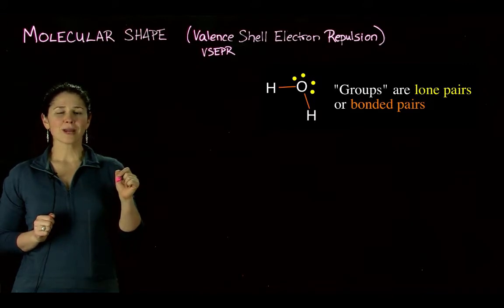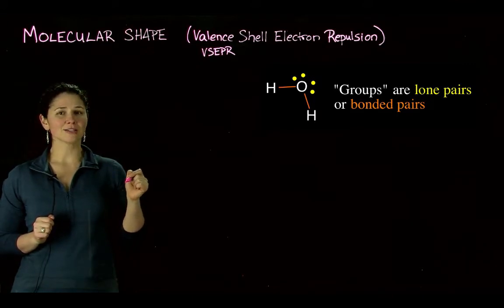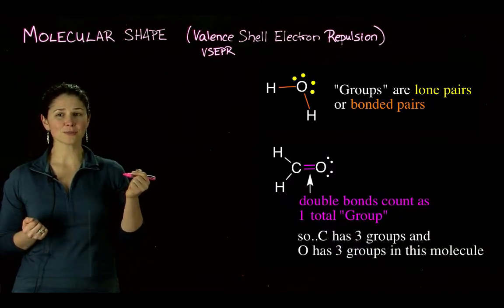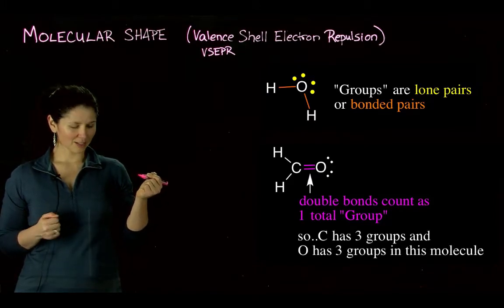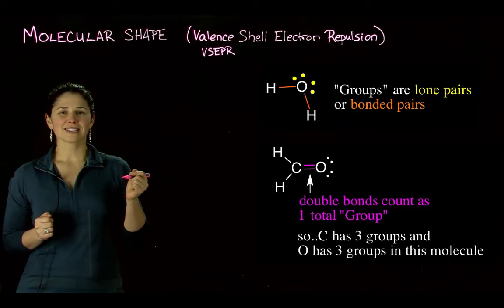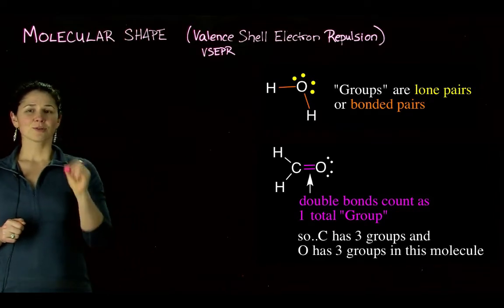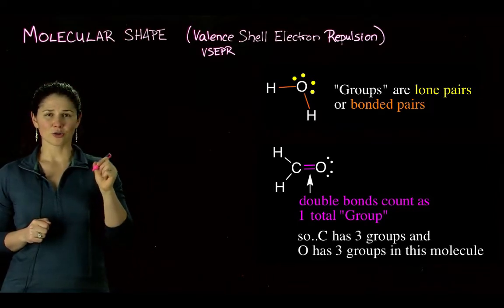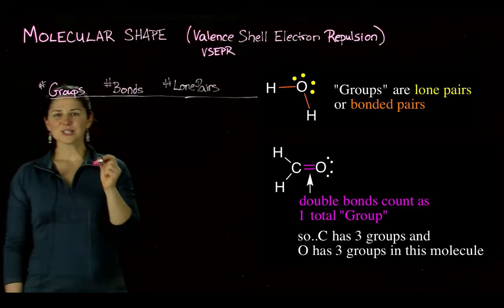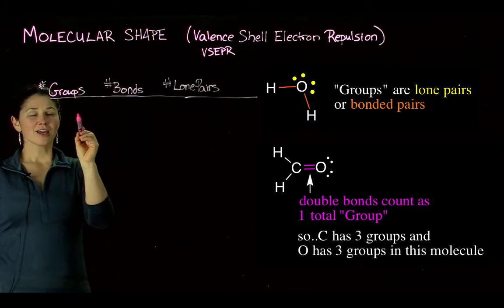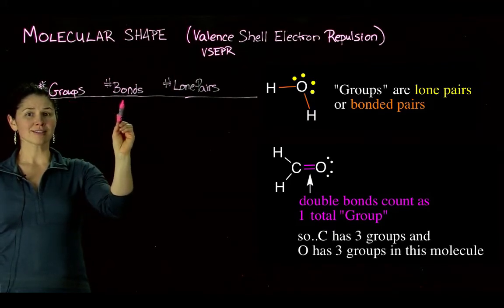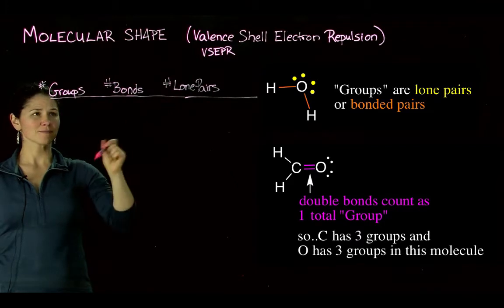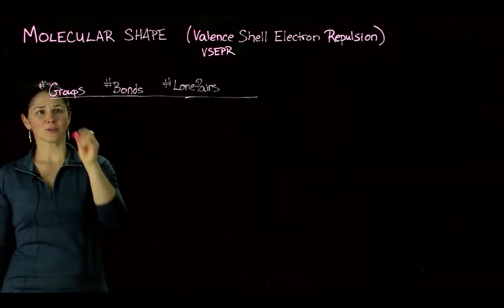And groups are pairs of electrons that are either in bonds or they're non-bonded pairs. So anytime I'm talking about electron groups, I'm talking about either bonds or lone pairs of electrons. A really nice way to organize this information is in a table. I'm going to write the same table that you have in your activity. I'm going to start talking about the number of groups. So the total number of groups is going to be made up of the number of bonds plus the number of lone pairs. I'm going to start at the highest number, 4.